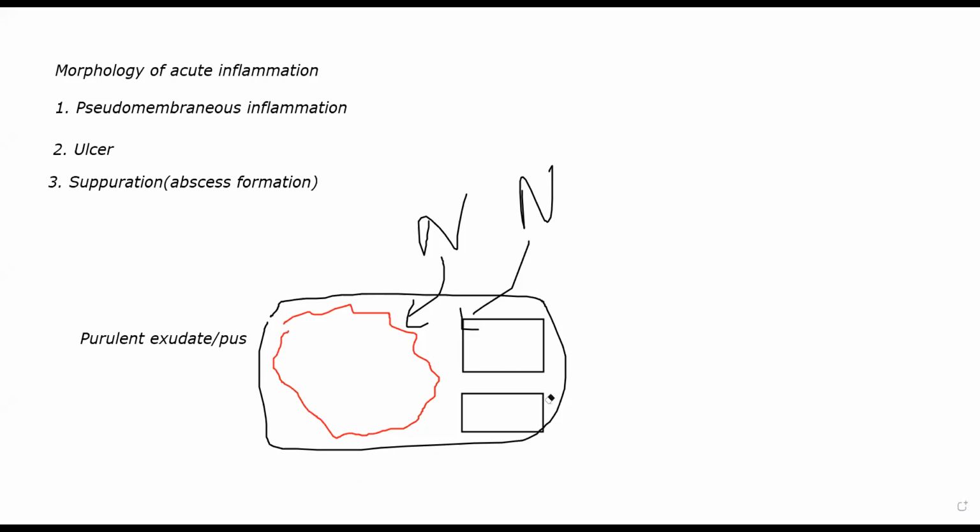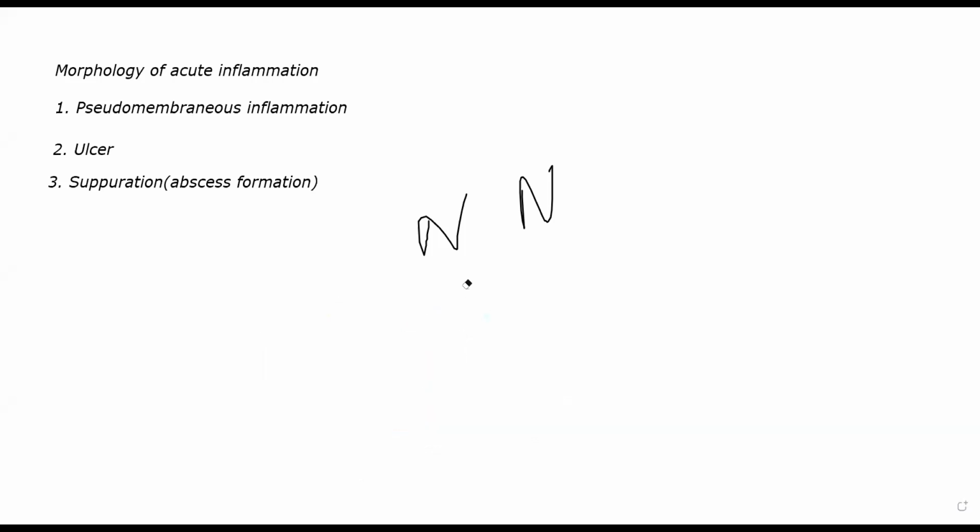Now it is not necessary that all of these three or four, whatever I'm going to tell, will occur in the same patient at the same time. Sometimes one or the other might occur, and sometimes none of these might occur. But there is a chance that any one of them might occur.